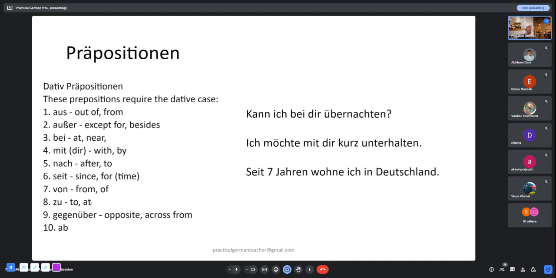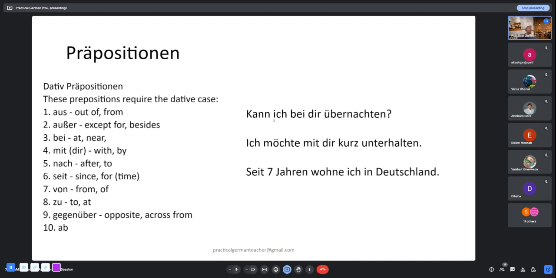Now, it's not a very good idea to just remember the meanings as they are. It's always a good idea to use them in some example. For example, the preposition bei. Again, these are dative prepositions. So whatever comes after bei, whether it's a noun or a pronoun, has to be in dative case. So bei means at or near.